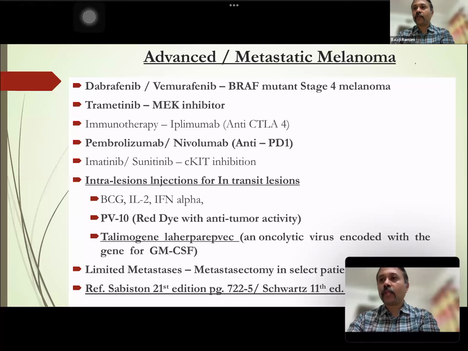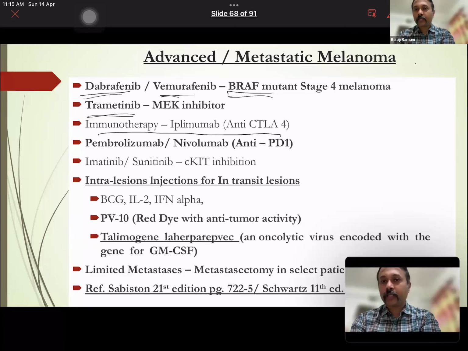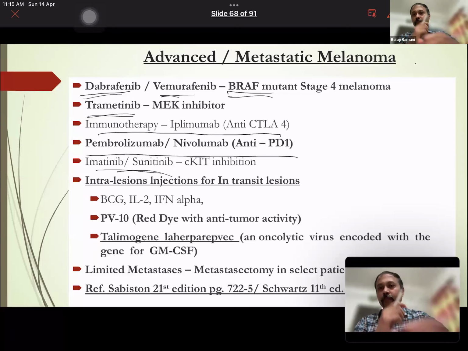So when we talk about management in advanced or metastatic disease, when you have a BRAF mutant type, you use a combination of dabrafenib or vemurafenib with trametinib or cobimetinib, and immunotherapy with CTLA4 and pembrolizumab or nivolumab. Imatinib and sunitinib can be used in c-KIT mutations, which are found in a certain proportion.